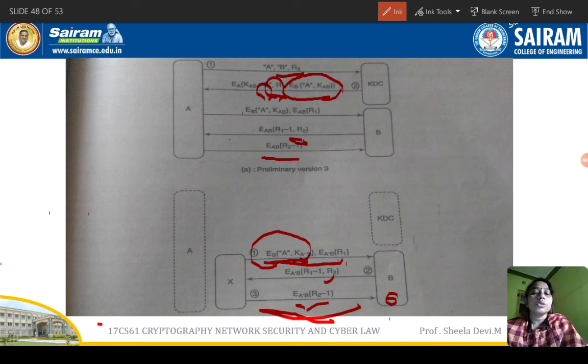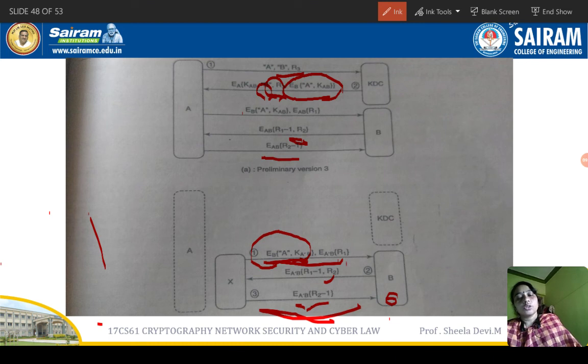Now, how are we going to avoid this type of attack in which X impersonates A to B? In version 2, we said X impersonated B to A. And here X impersonated A to B. So this is how it works.